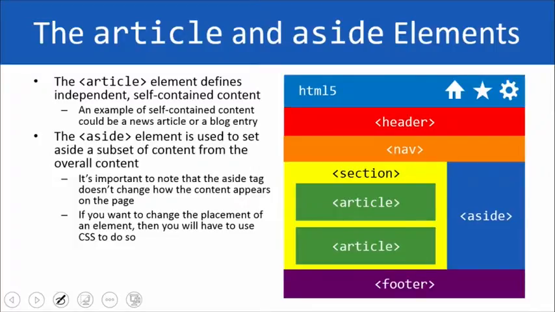And finally, we'll revisit the article and aside elements really quickly. I wanted to bring back this visual so that you could see how aside could be laid out in HTML. And then article, you'd have a couple of articles in a section of text very easily, right? It's really important that you know that these semantic elements don't change how content appears on the page. That's actually done with CSS. So also, if you want to change the placement of an element, you have to make sure that you're using cascading style sheets. And we'll talk about that in our upcoming modules here, okay?